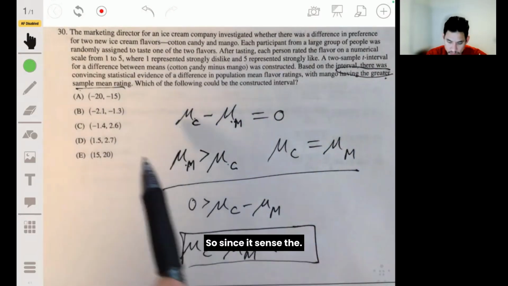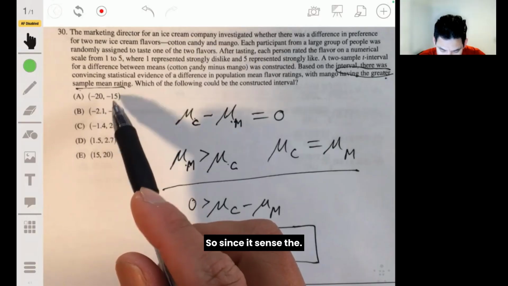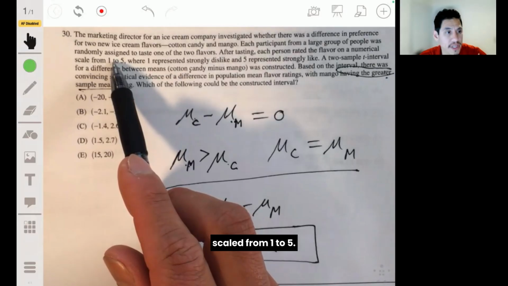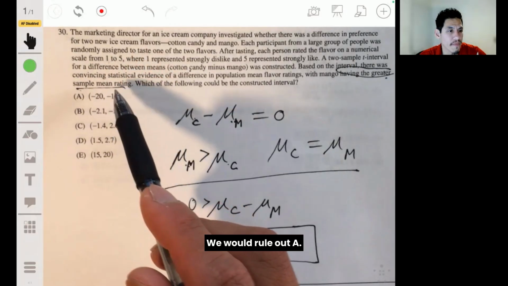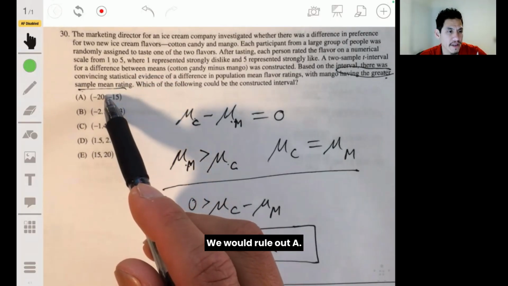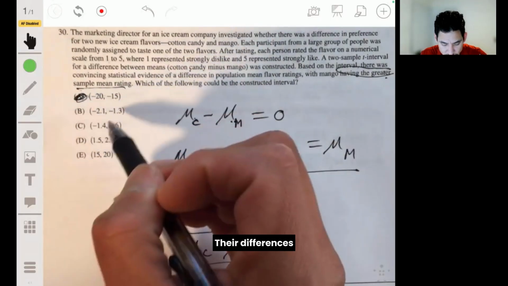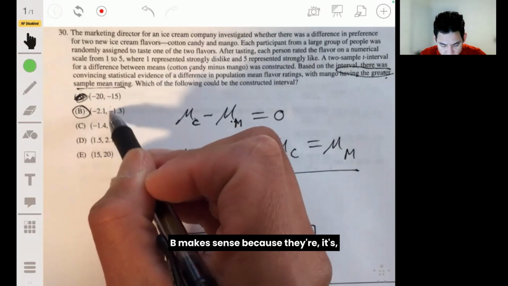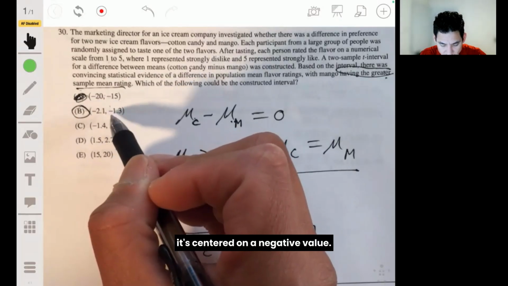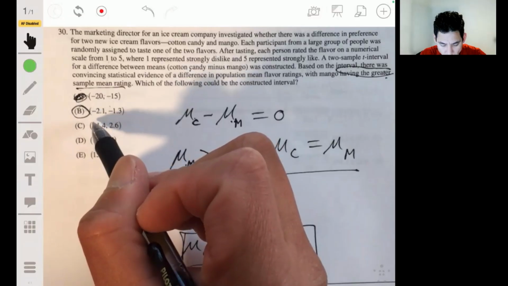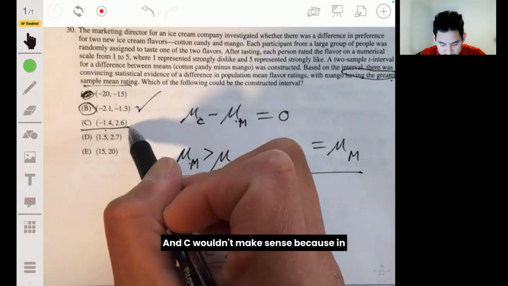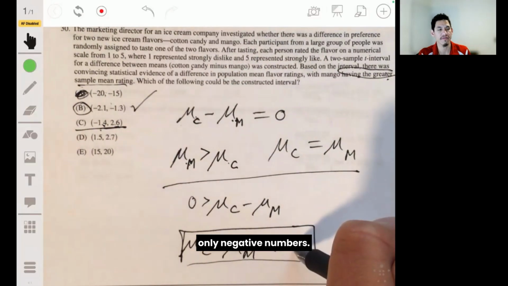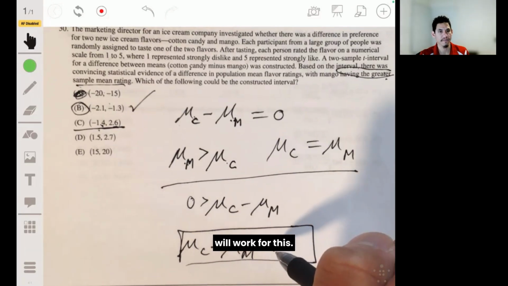Since they can only be scaled from 1 to 5, we would rule out A. That's too extreme. B makes sense because it's centered on a negative value. And C wouldn't make sense because in here we have some positive values. We have to have only negative numbers. Only negative numbers will work for this.